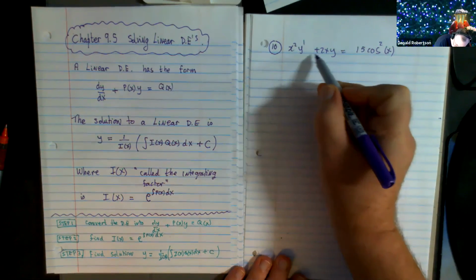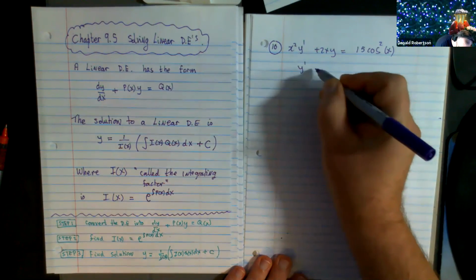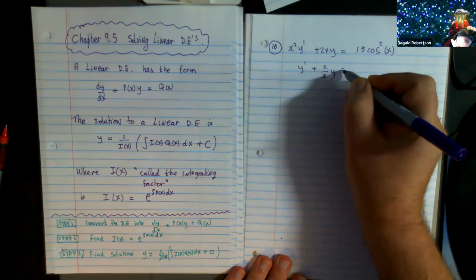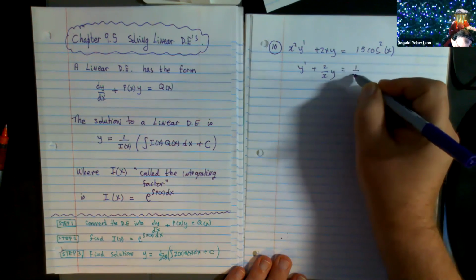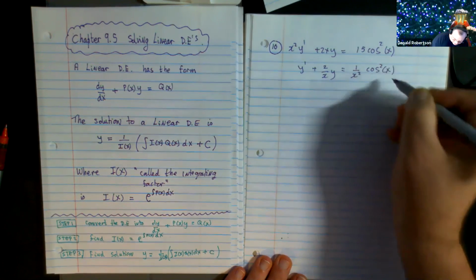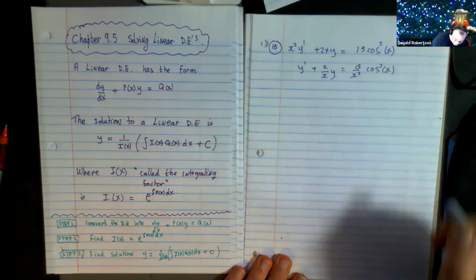So I'm going to divide everybody by x squared. So I'm going to get that. This guy gets you that. And this guy gets you that. Checking I didn't do anything wrong. Here we go. Anything wrong?